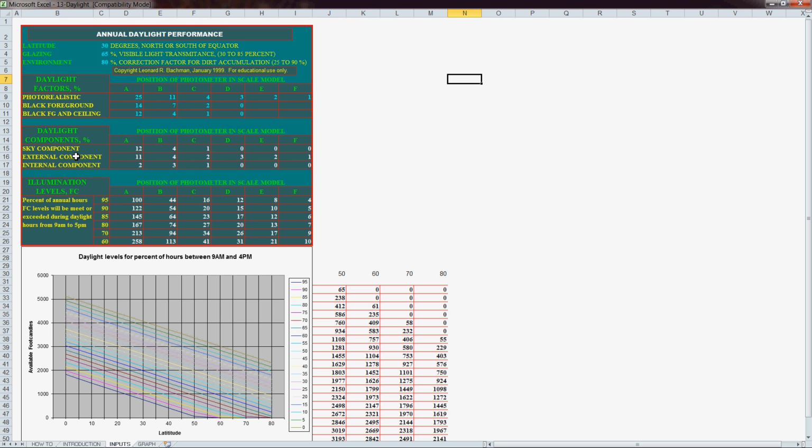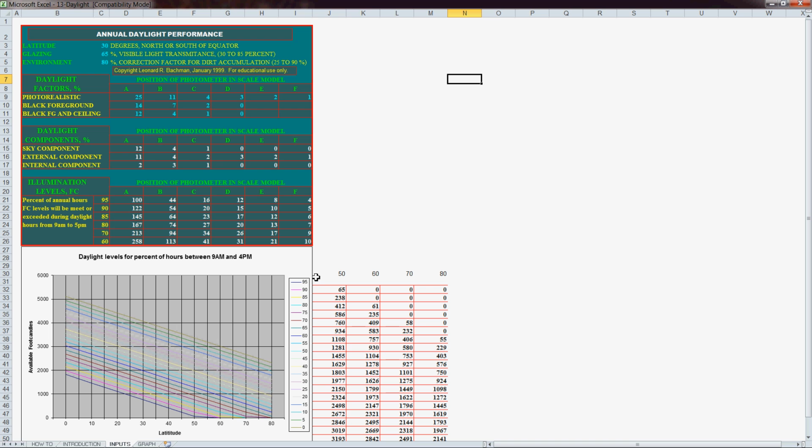Then the spreadsheet, by knowing your latitude and the daylight factor, the glazing ratio and the dirt correction or the environmental correction, can look at how many foot candles would typically be available at that latitude for some percentage of the year. These are percentages of the year, and forecast for you how much light to expect from daylight during the hours 9 a.m. to 4 p.m. at these positions at the task surface where you measured your daylight factor.